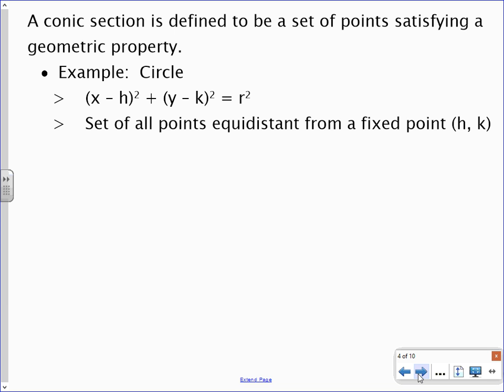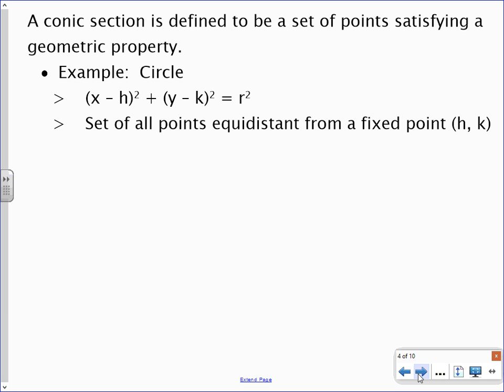So for each conic section, we're going to get an algebraic property, and then we're going to get this. A circle is the set of all points equidistant from a fixed point. So all of the points are the same distance away from the center. We know that that's the radius.